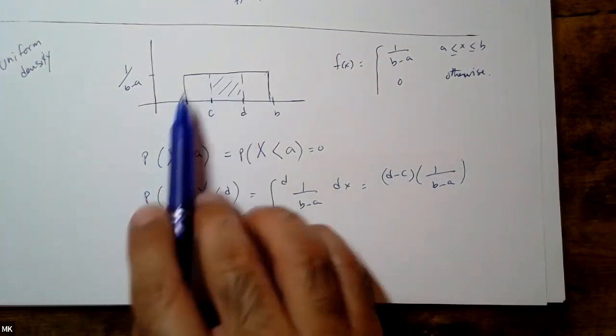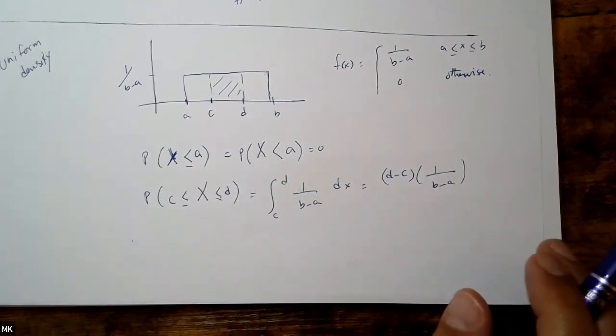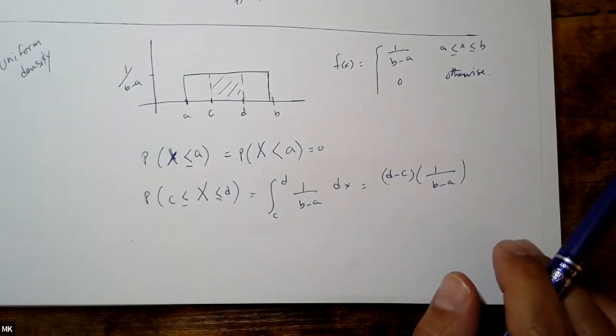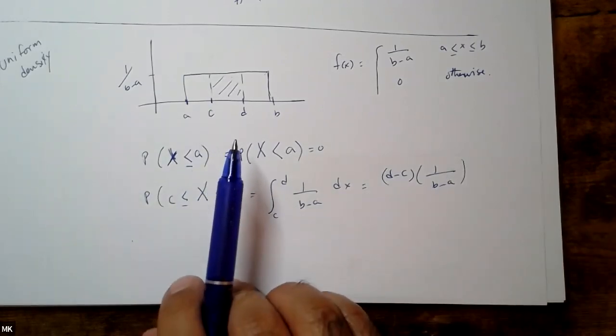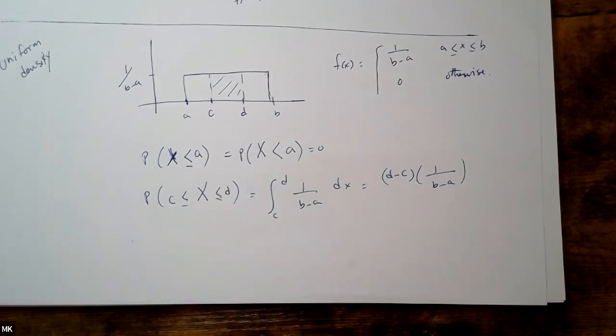Uniform density is really easy to visualize what's going on. Okay. And that's basically it. If you can calculate the area under the curve, you basically can calculate the probabilities. Now, one of the features of a probability density function would be something we call the mean or expected value.